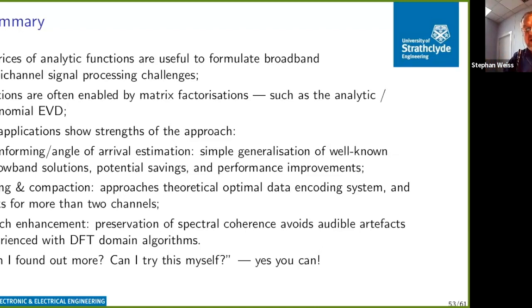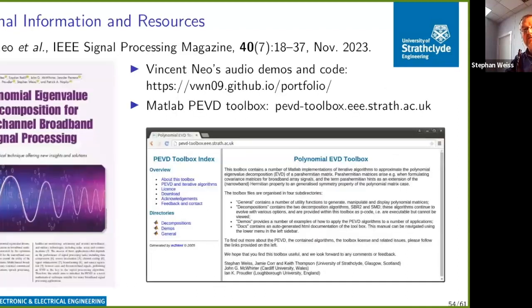So the questions that now arise might be, how can I find out more, and can I try this myself? You'll have a couple of resources here. First of all, Vincent and a couple more of us just have an article in the IEEE Signal Processing magazine on this very topic. Vincent also has some excellent audio examples and code on his webpage, which is given here. And if you want to try some of these algorithms yourself, you're most welcome to try out our MATLAB polynomial EVD toolbox.